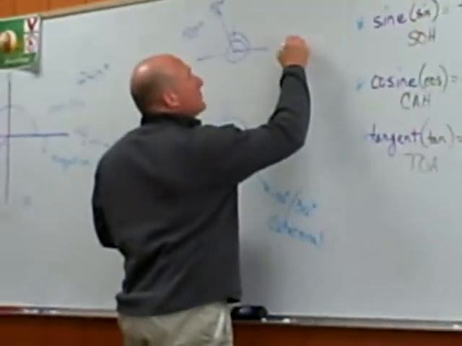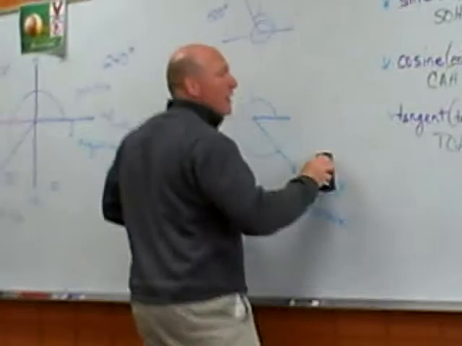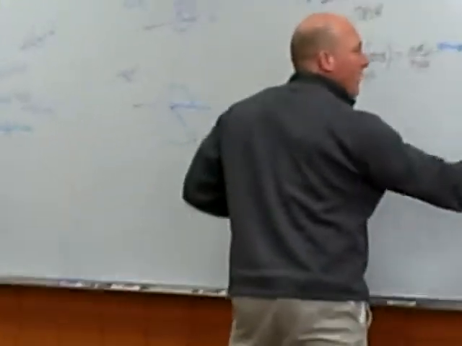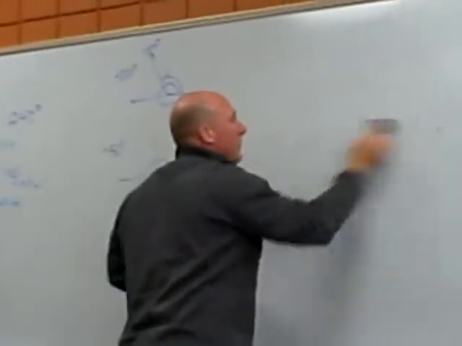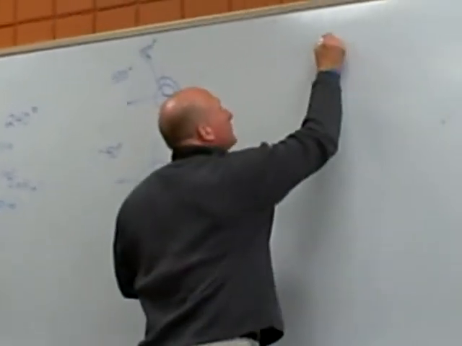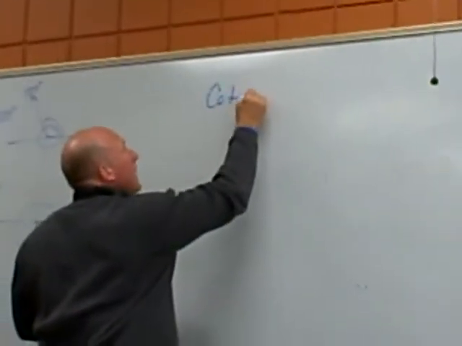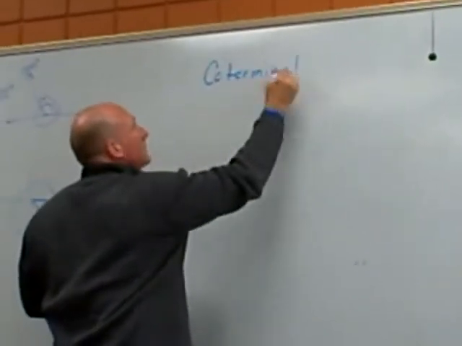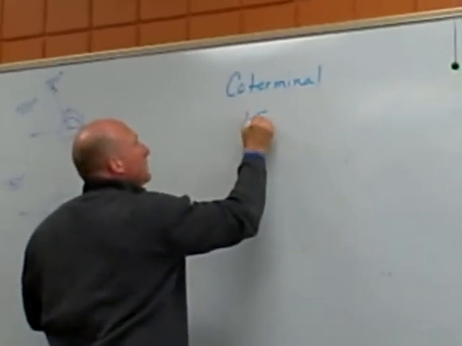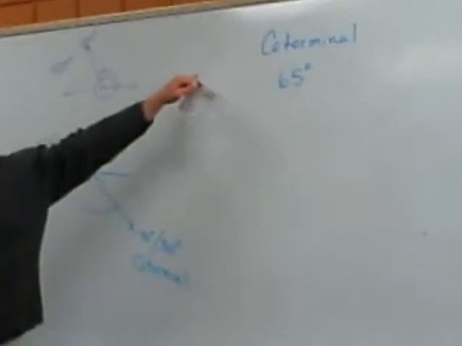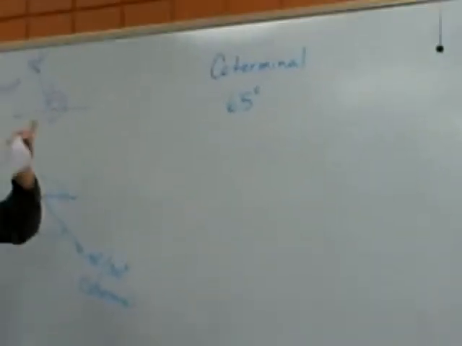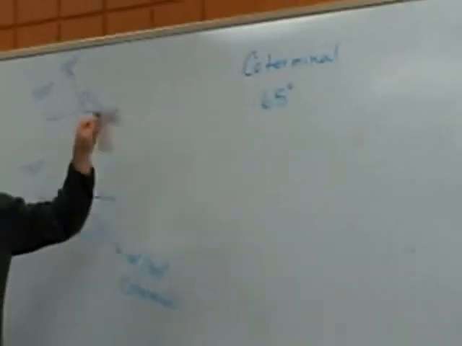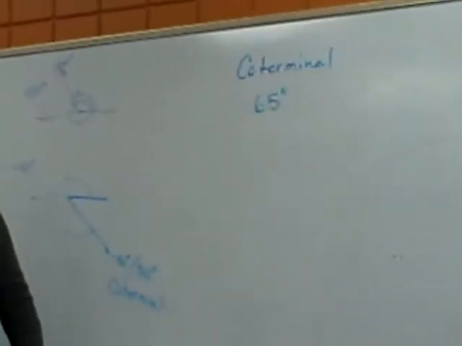Question for you. Let's say I gave you 65 degrees and said, hey, give me a coterminal angle that's positive and a coterminal angle that's negative for that.